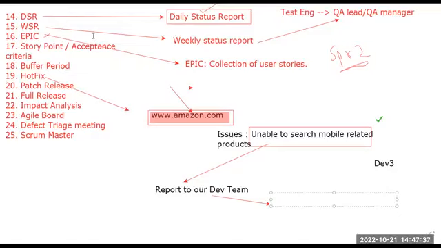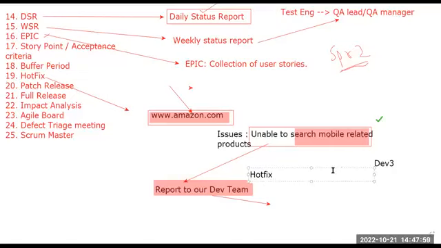As a developer, we will try to fix this issue. Why? Because this issue is already available on our Amazon.com. It's impacting real-time customers. So as a developer, we are going to resolve this issue, we are going to fix this issue. So that fix we are calling a hotfix.